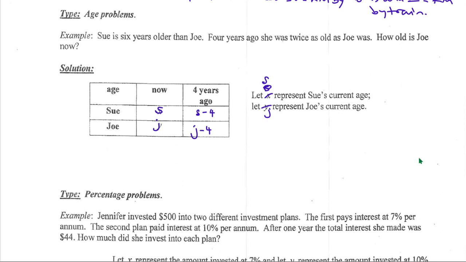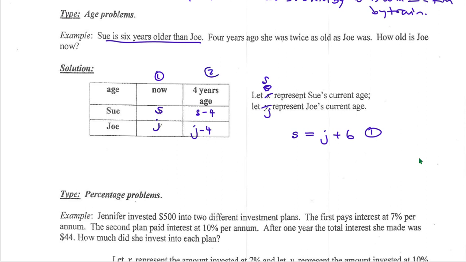Okay, right now, Sue is 6 years older than Joe. So our first equation is from now: Sue is 6 years older than Joe means Joe's age plus 6 gives you Sue's age. That's equation 1, which uses the now column.